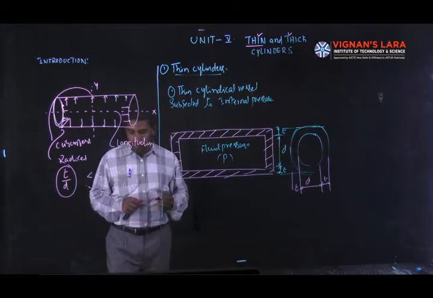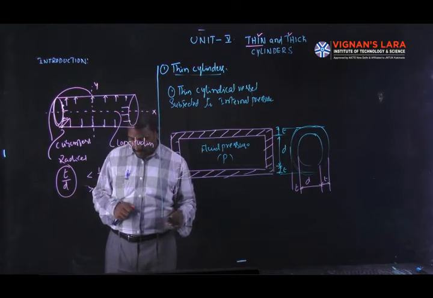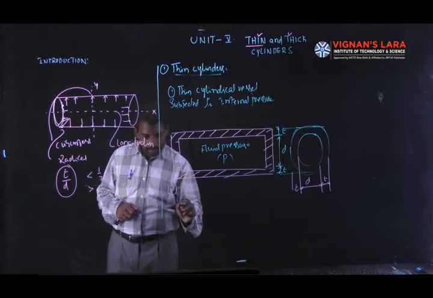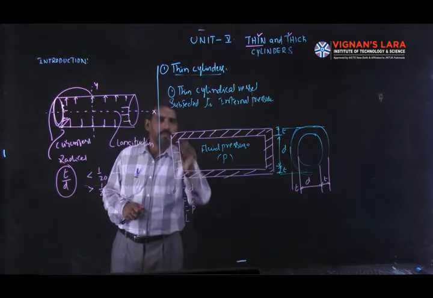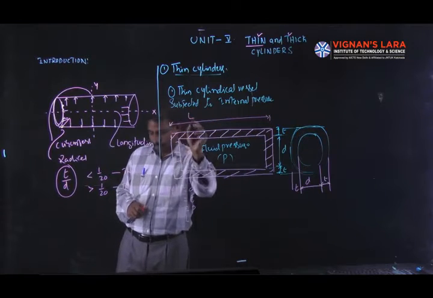Now let D be the diameter, T the thickness, P the pressure exerted on it, and L the length of the cylinder. This is the length of the cylinder.